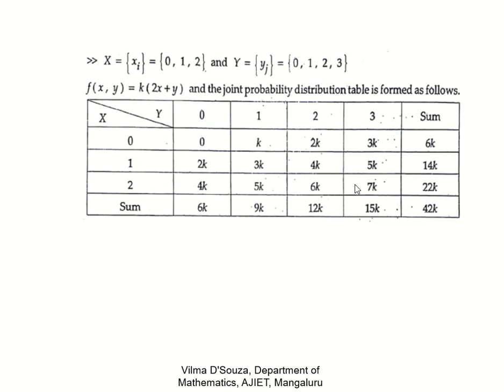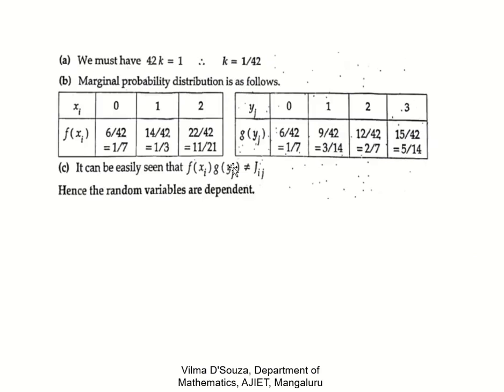But according to the definition of joint probability distribution function, the sum of all the probabilities must be equal to 1. So you must have 42k is equal to 1, right? Or k is equal to 1 by 42. So your first question is find the value of k. You got k is equal to 1 by 42.